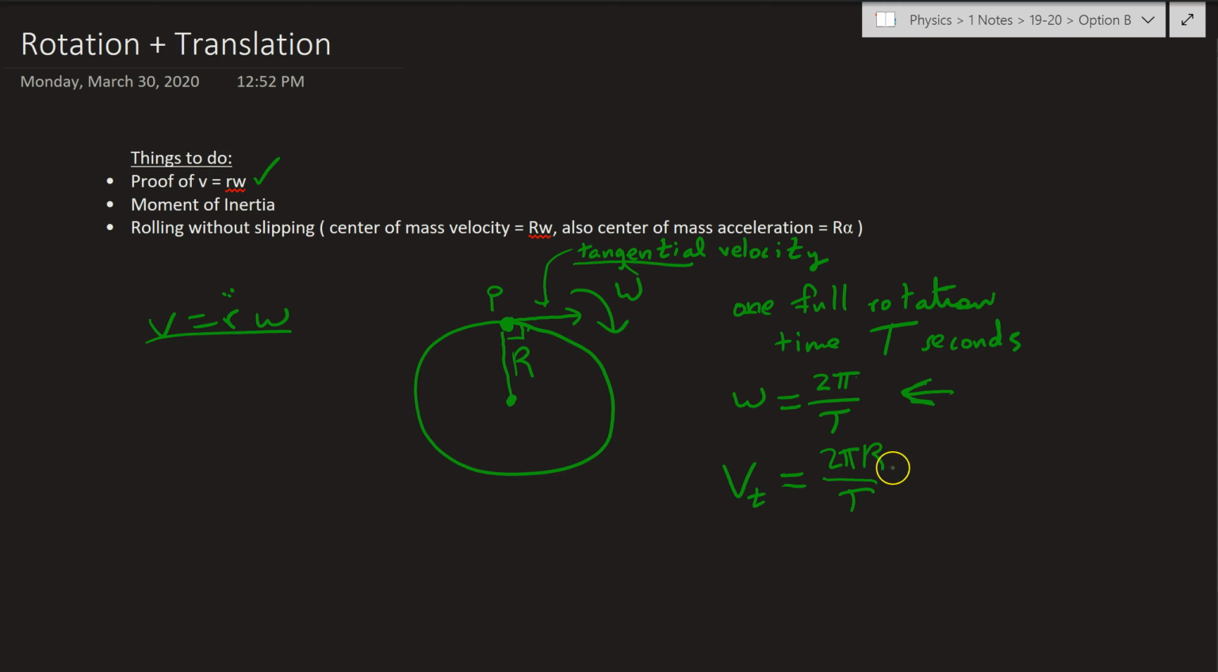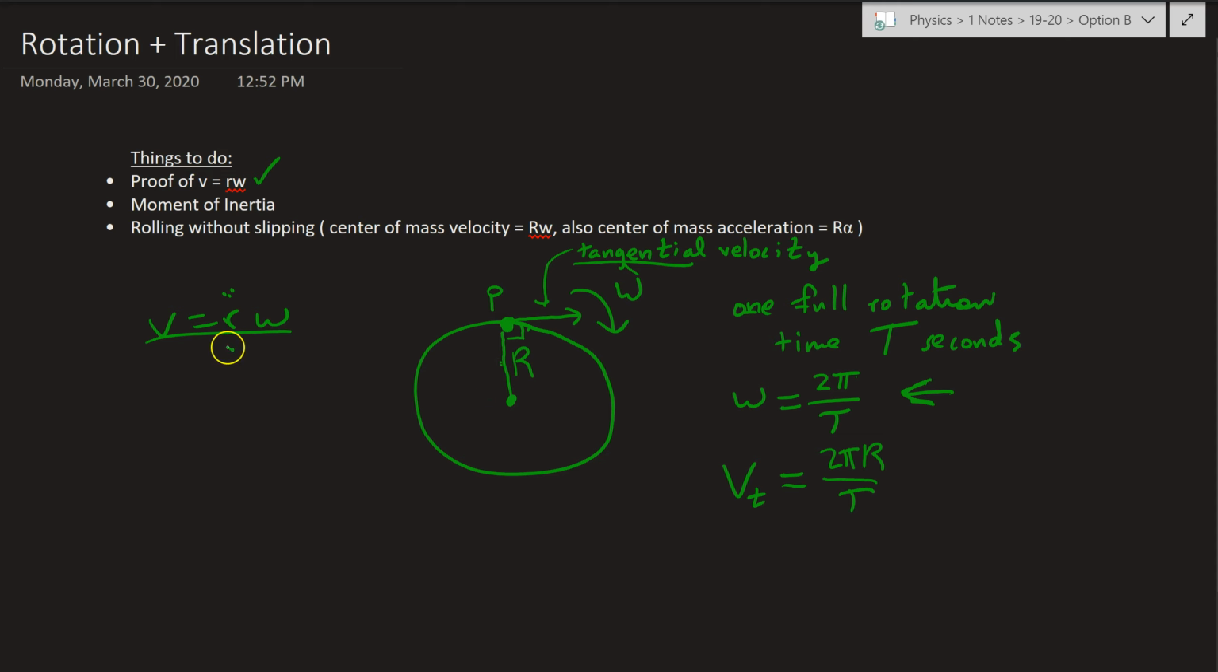Now this works even if the object is not a circle, like I just showed you, and it also works even if point P is not at the edge of the object. If point P were really somewhere down here, instead of plugging in the radius of the object, you would just plug in whatever this distance is up to the point you're looking at.